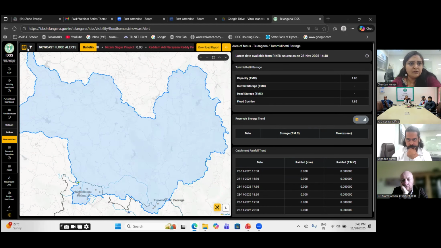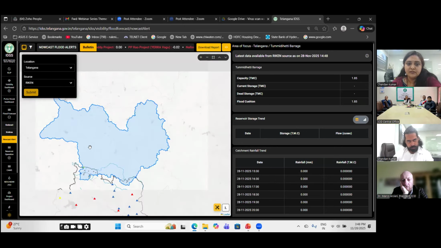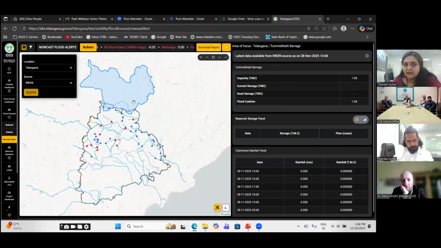So now coming to the different products, we are using different products in Nowcast. Based on the products, we will be changing the alerts. I'll quickly go to the ROP.